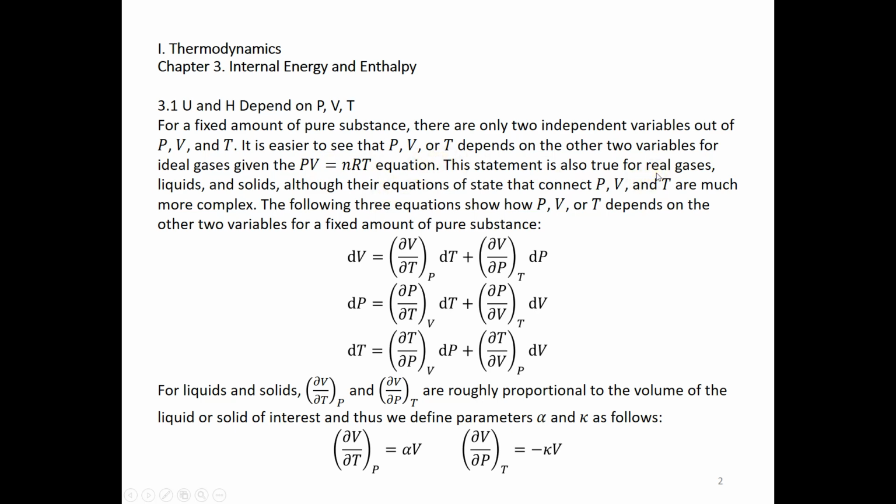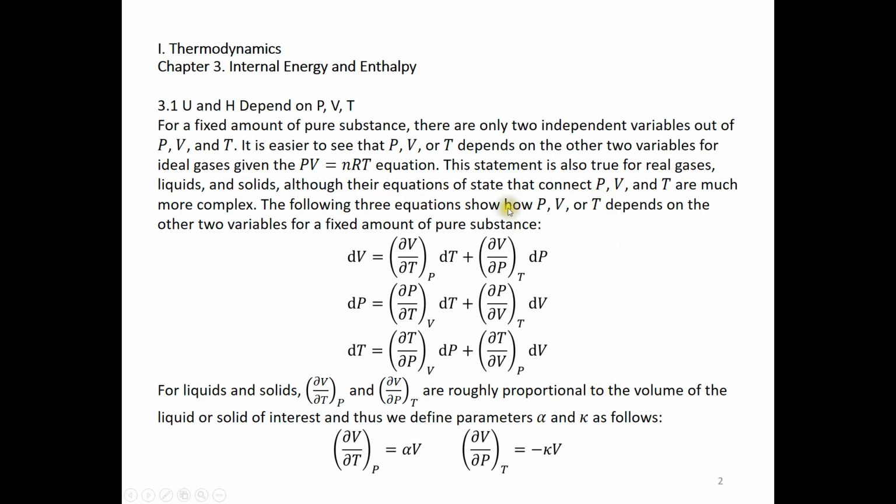For real gas, there are also only two independent variables out of PVT. If we look at the Redlich equation, you can see pressure depends on volume and temperature. And also, if you want to determine the volume, we just need to know the pressure and temperature of this real gas. For liquids and solids, it's not obvious, but still, out of PVT, there are only two independent variables. It's just that the equations that connect PVT are much more complex for liquids and solids.